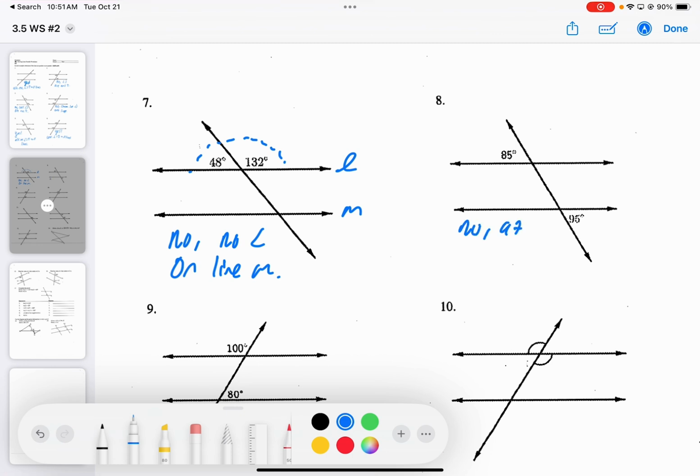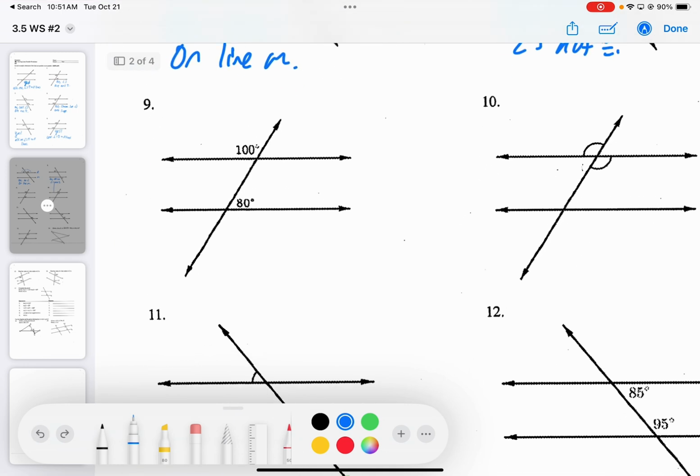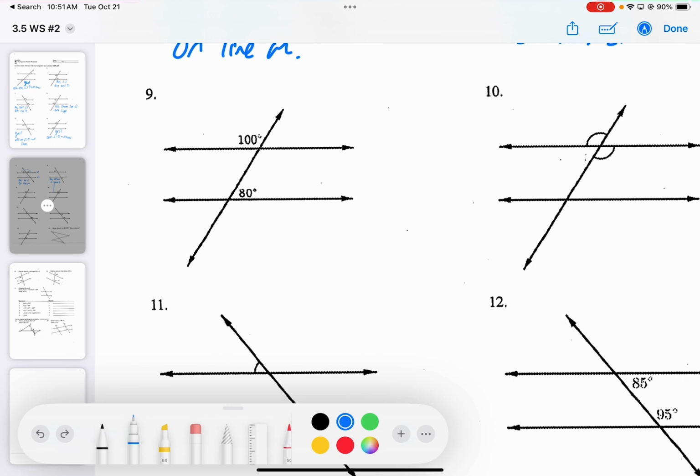Good. Alternate interior angles not congruent. Christian, what about 9? Yes. Nine's kind of a tricky one, you know? Because do I have any angle pairs that relate those two angles together?